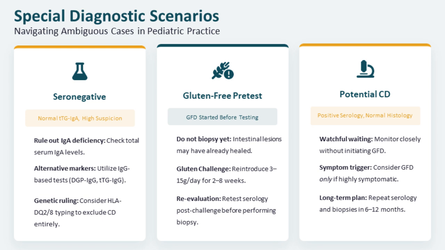Suppose you have a patient who's come to your clinic who's already been on a gluten-free diet and you're not sure whether this is celiac or not. Don't go ahead and do a biopsy straight away. You introduce gluten again for 2 to 8 weeks. Do a repeat serology after introducing gluten. And then if the serology is positive, go ahead and do a biopsy. And when you have these potential celiac cases where the serology is positive but they're completely asymptomatic with normal histology, you need to follow them closely, and you will not keep them on a gluten-free diet, but you may repeat a serology and probably a biopsy in 6 to 12 months.